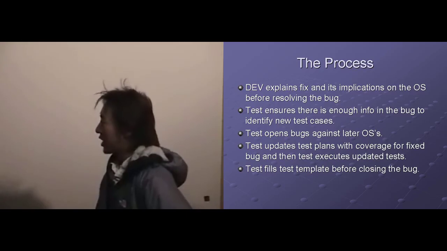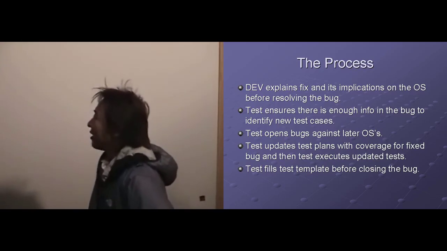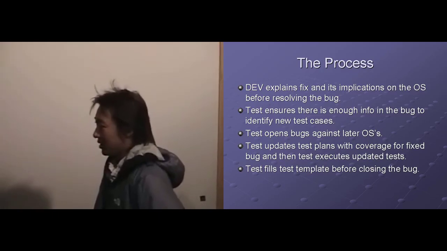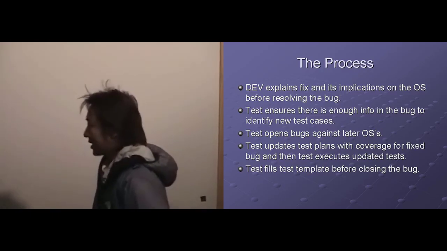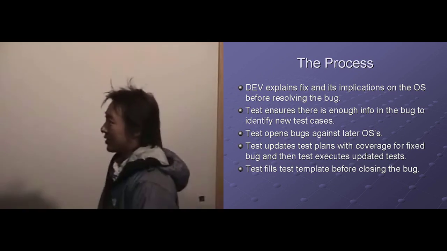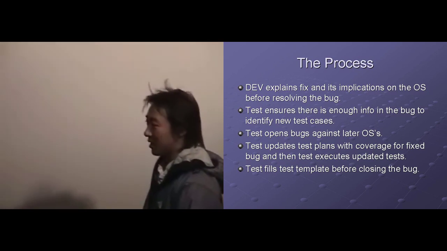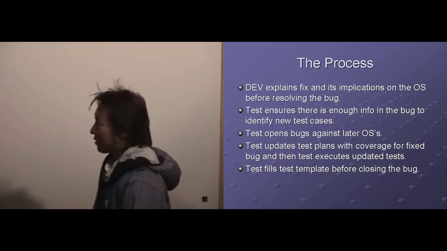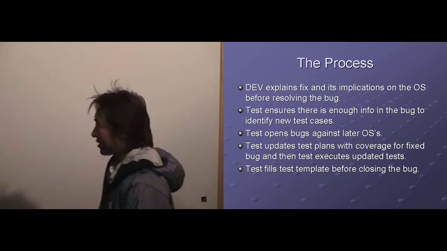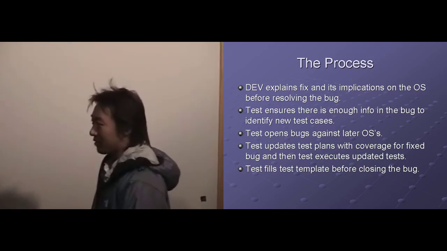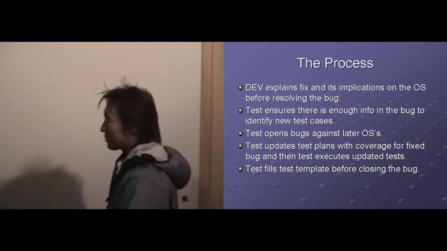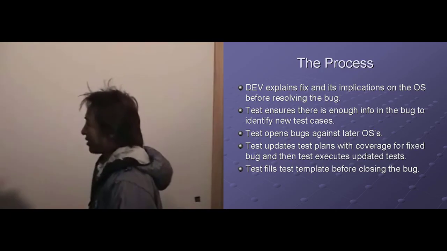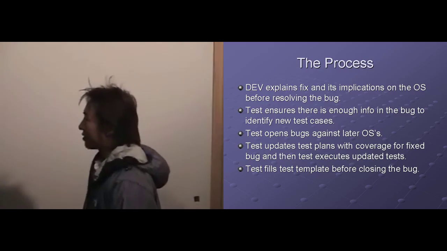So let me briefly describe the process to you guys. When a tester finds a bug in a product, for example XPSP2, he's going to file a bug. Or if a customer finds an issue, CPR is going to file a bug against the OS. So the dev will investigate the fix and provide a private for the tester to test.